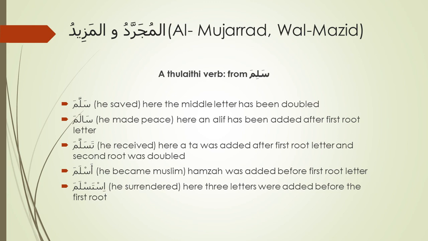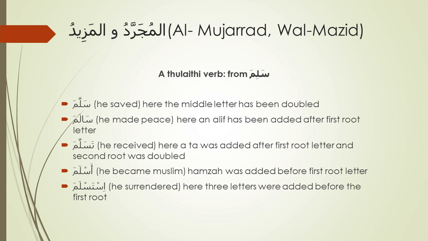Okay, so now we'll look at examples for the mazid. If you look at sallama, this is now a mazid. What is the increase? The middle letter has been doubled. There's a shadda, there's another lam. One with a sukoon and one with a fatha. Sallama. This is a mazid. Then look at the next one, salama. What's the increase here? It's been increased by an alif after the first root letter. This is another mazid. All of these are an increase from salima. The root letters remain in all of them with an increase.